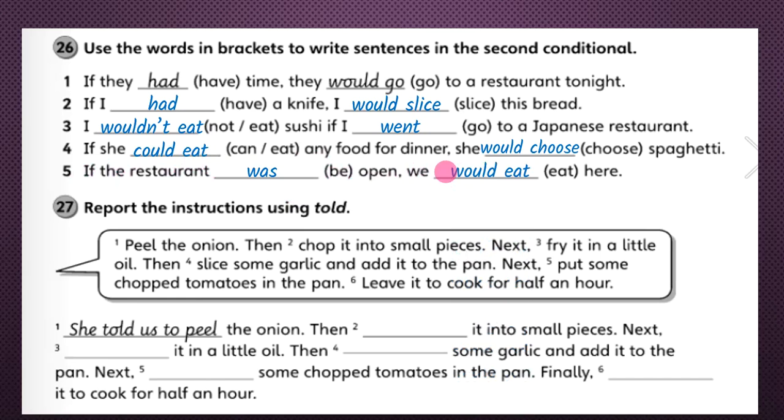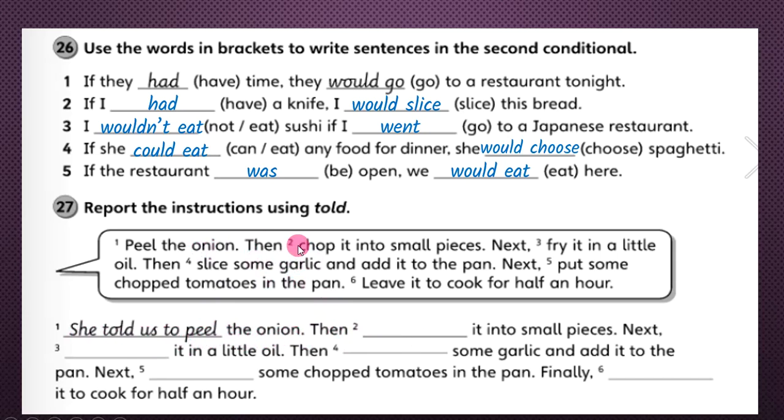Activity number 27, report the instructions using told. So we're going to use told in each space here. We have the instructions here, and we're going to report each instruction using told. So she told us to so-and-so. Okay, she told us to peel. That was the first one, to peel the onion.